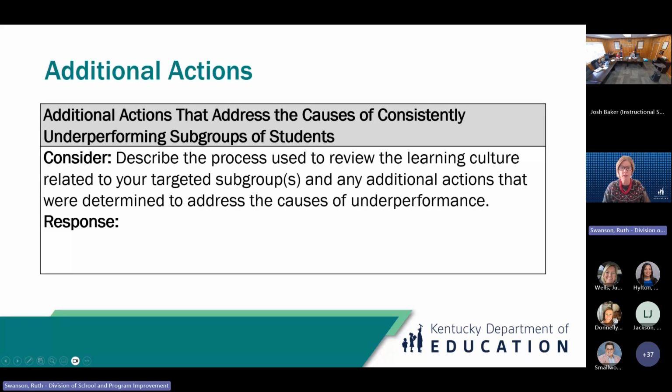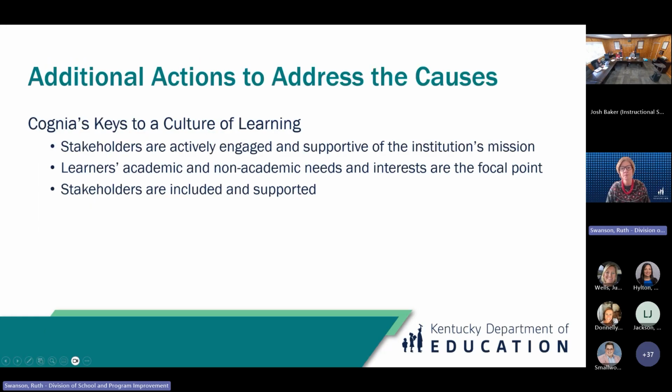So the third requirement asks you to review the learning culture. What is school and classroom experience like for students in your targeted subgroup? Again, the question asks you to describe a process that you used to review the learning culture specifically related to your targeted subgroup, and then any additional actions that you determined would be necessary to work on that. So let's break that down a little bit more.